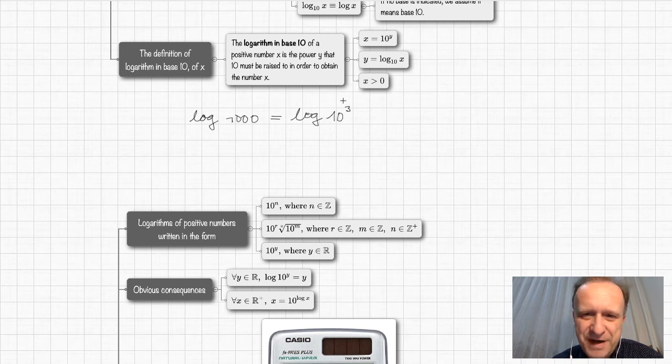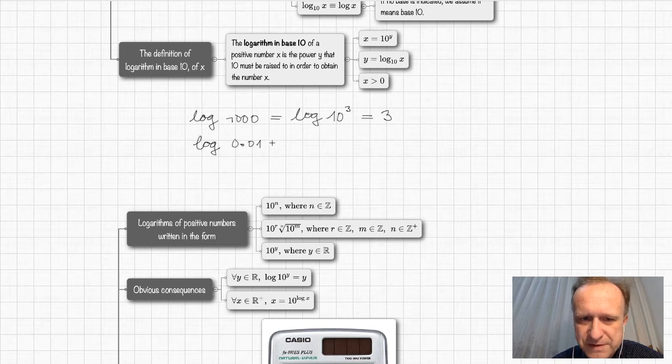So, if you think about that, you see that it must be exactly 3, because this is the power that 10 has to be raised to get 10 to the power of 3. It's so simple. So the logarithm of 1000 is just 3. Okay?